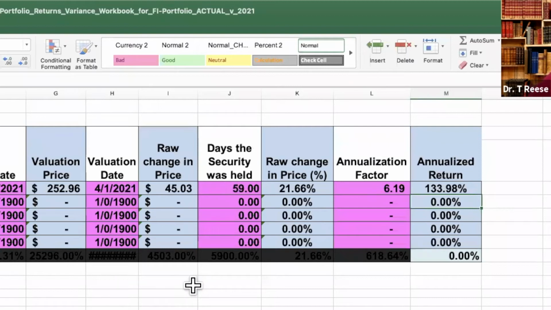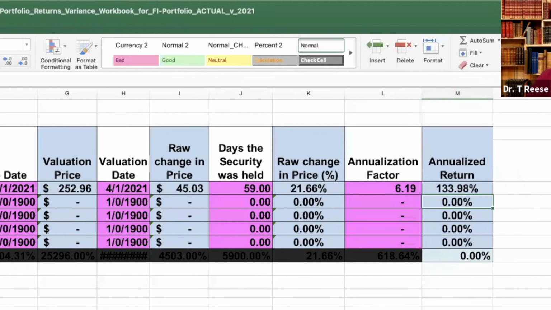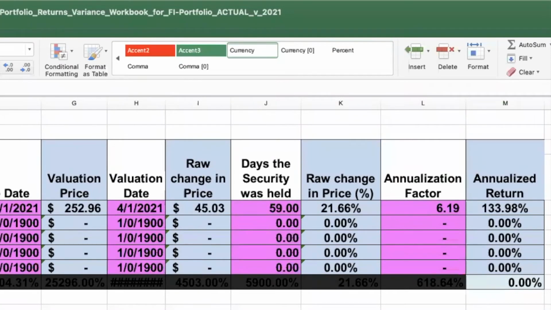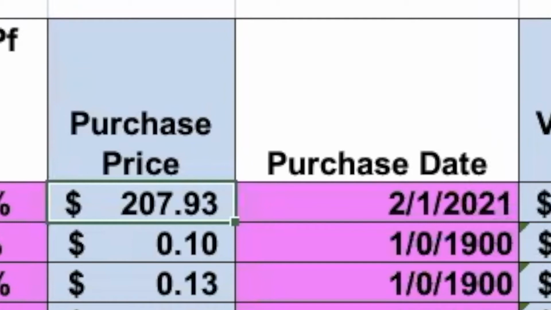All right, so now let me review what I just did, because you're going to have to do this for all of the securities in your portfolio. You're going to have to go back, look through your stock track, and figure out what you paid for the net asset value for your mutual fund, or what you paid per share for the stocks in each of your two portfolios. You're going to put that here. This is your purchase price. It goes right here. So in the case of Boeing, I paid $207.93 on February 1st for that Boeing stock.